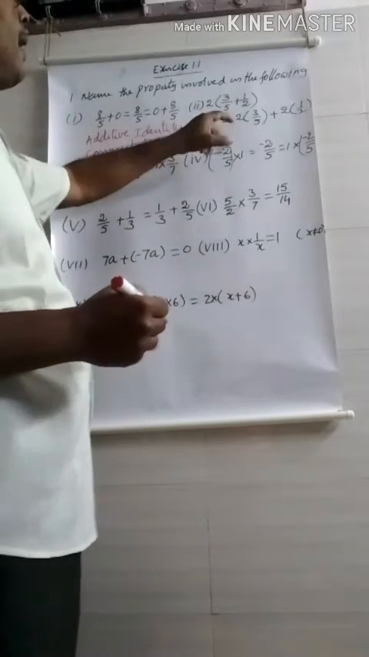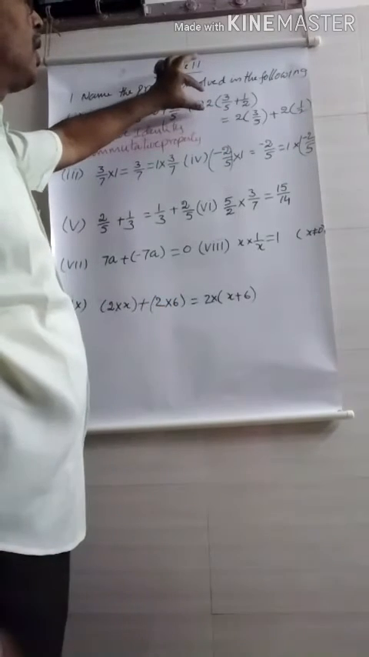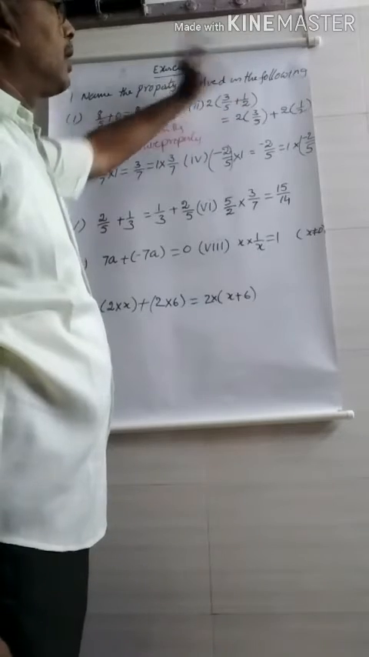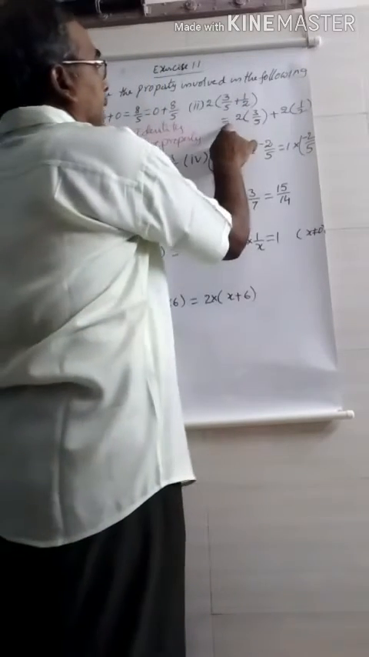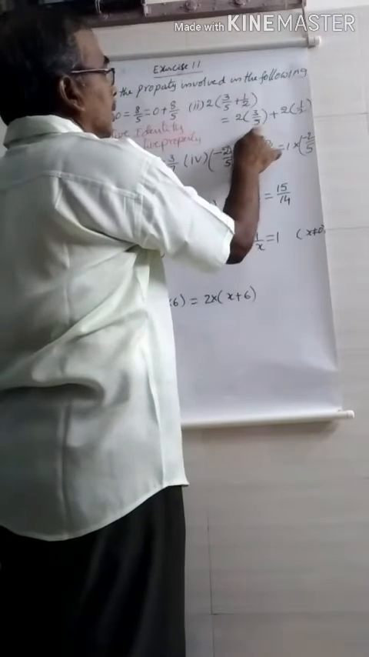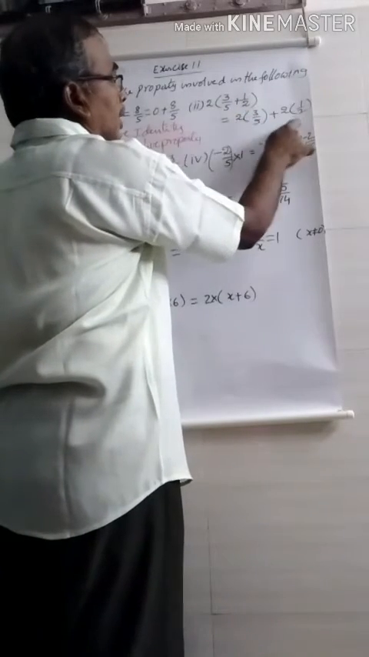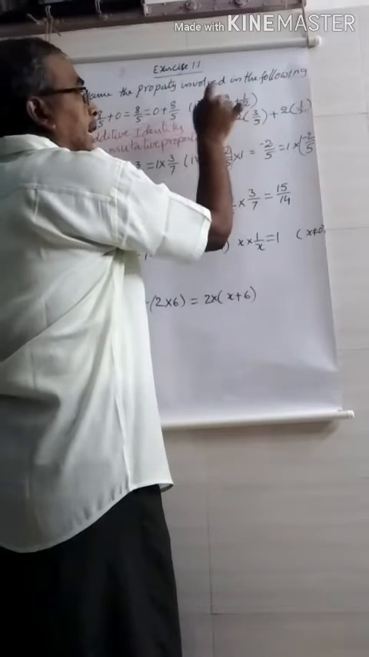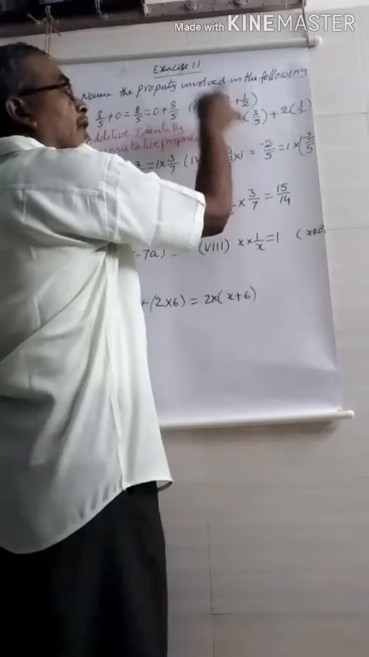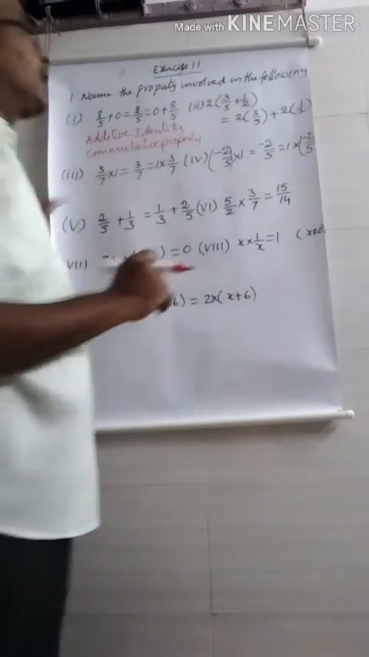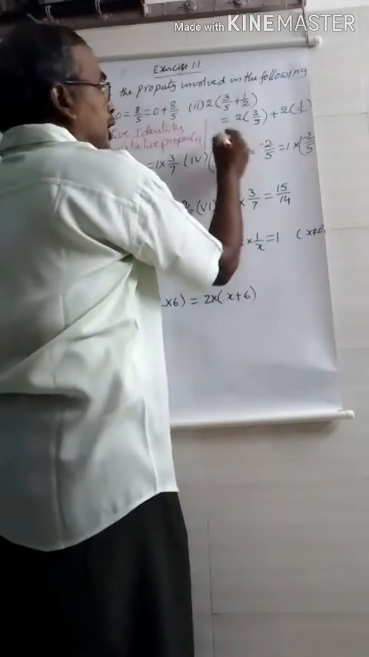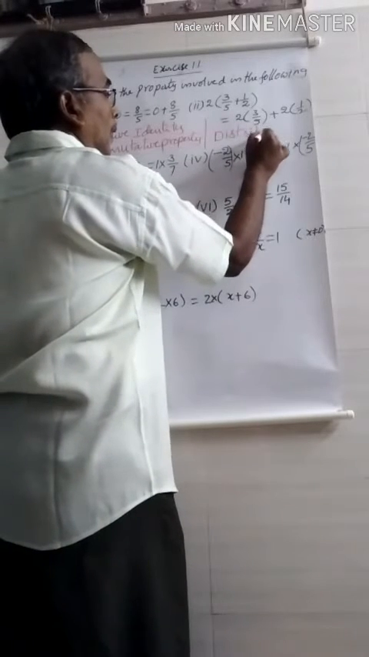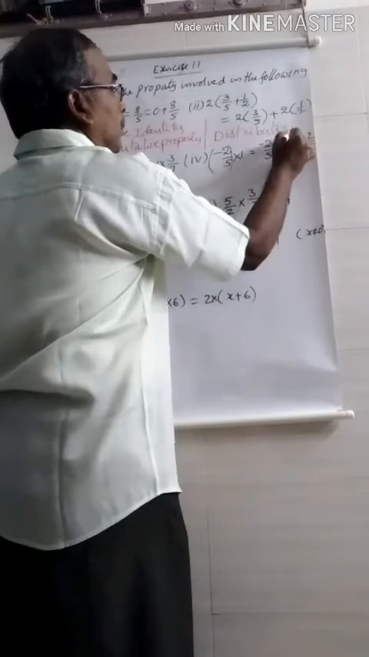Then what about here in the second one? You look here, 2 into 3/5 plus 1/2. Then what we write? 2 into 3/5 plus 2 into 1/2. This is multiplication, this is addition. Multiplication over addition. What type of property is it called? Distributive property.